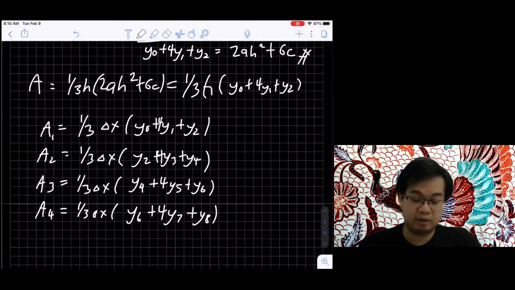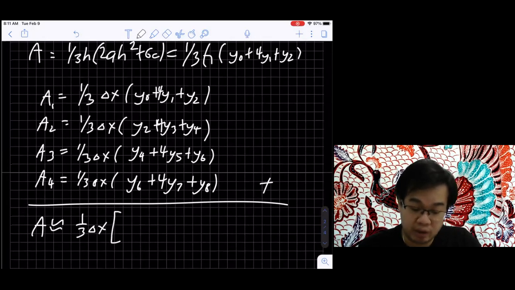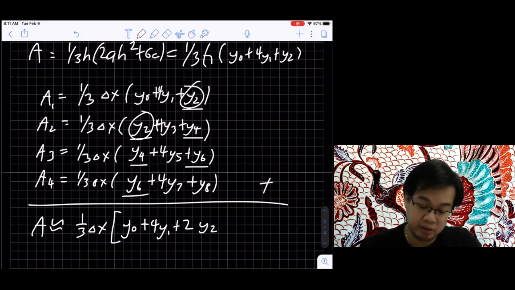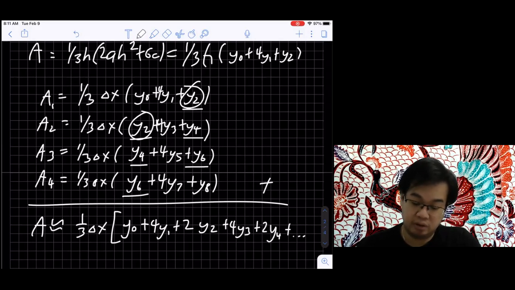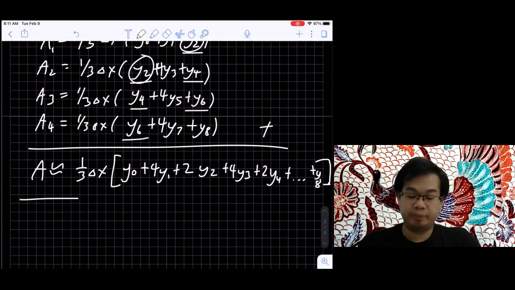Yeah. So if you add them all together, then the area, the integral is approximated by 1 over 3 delta x, which is all the same, and then we factor out. Now look, this is the one that's the same, right? So basically we can say that it's y0 plus 4y1 plus 2y2 because there are 2 additions, and then plus 4y3 and then plus 2y4 again until y8. Yeah. Now you see the pattern.